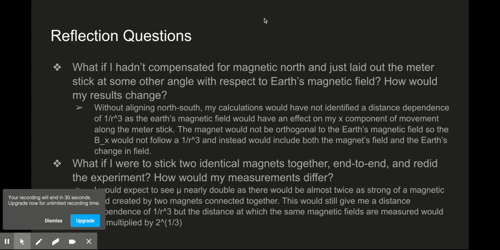If I were to stick two identical magnets together end to end and redo the experiment, I would find mu to be nearly double, as there would be almost twice as strong of a magnetic field created by the two, but not completely double, as the further magnet would not have the same effect as the closer magnet if they were stuck end to end. And I would still find a distance dependency of 1 over r cubed, but the distance to find the same magnetic fields would be about 2 to the 1/3 power. Thank you.